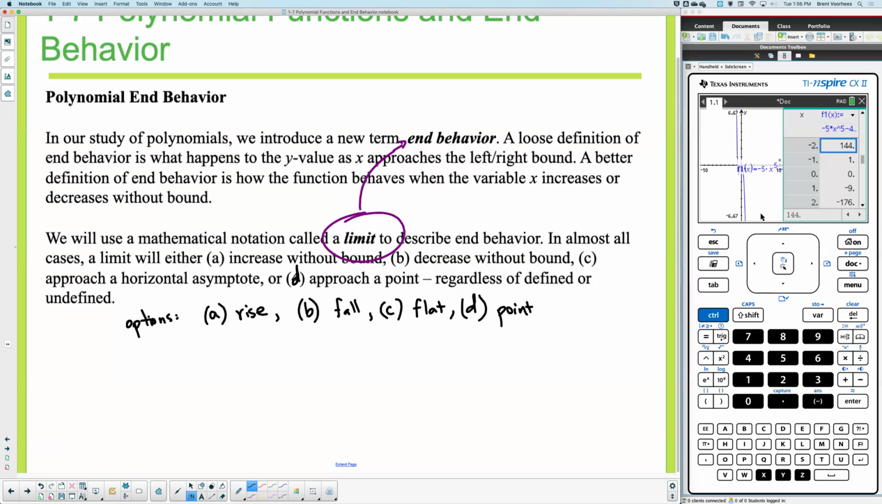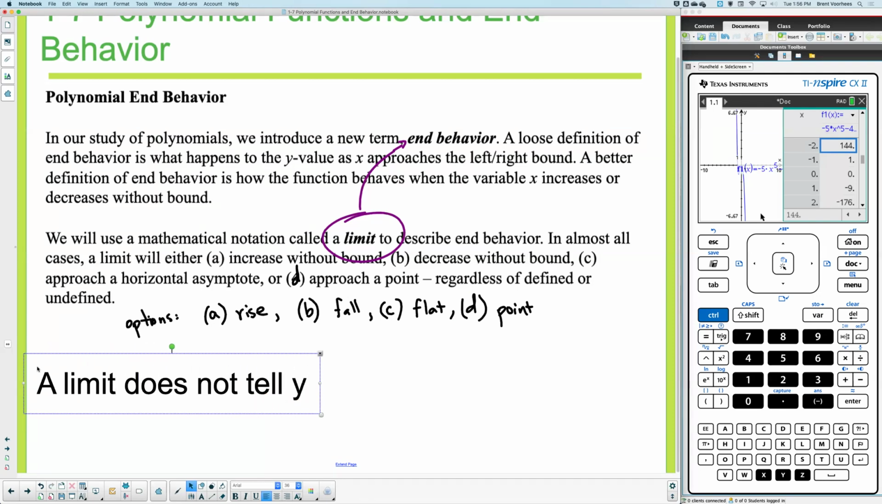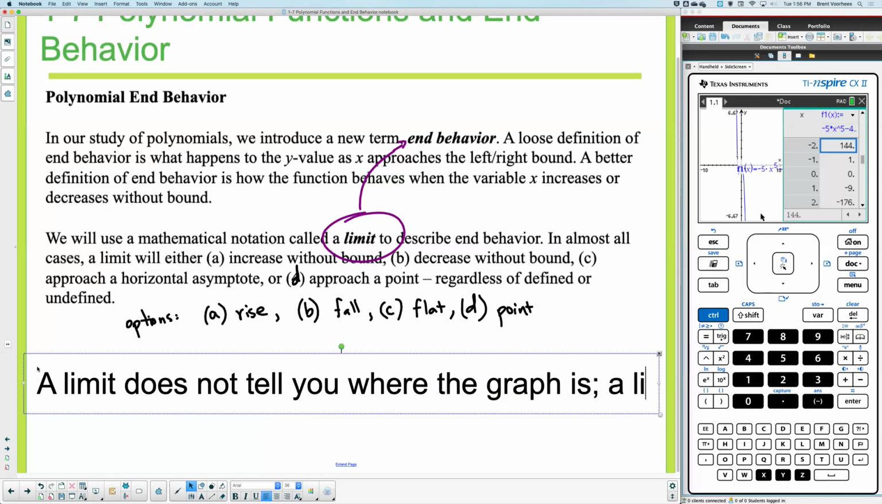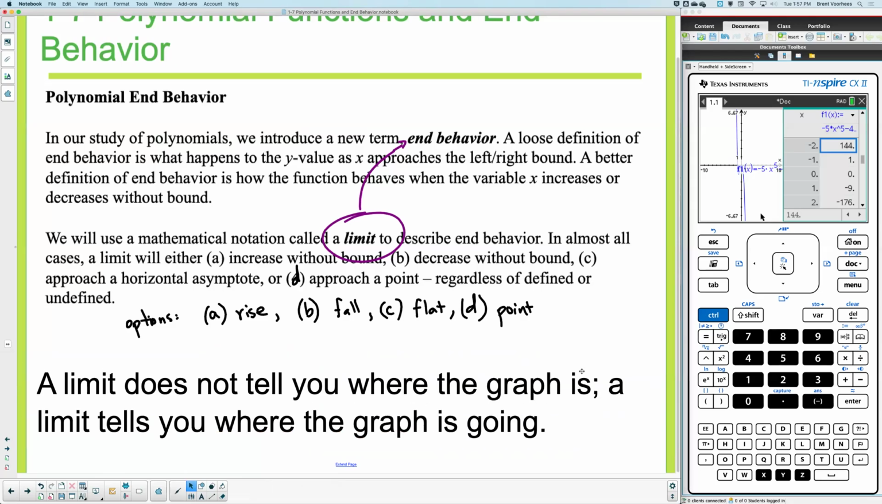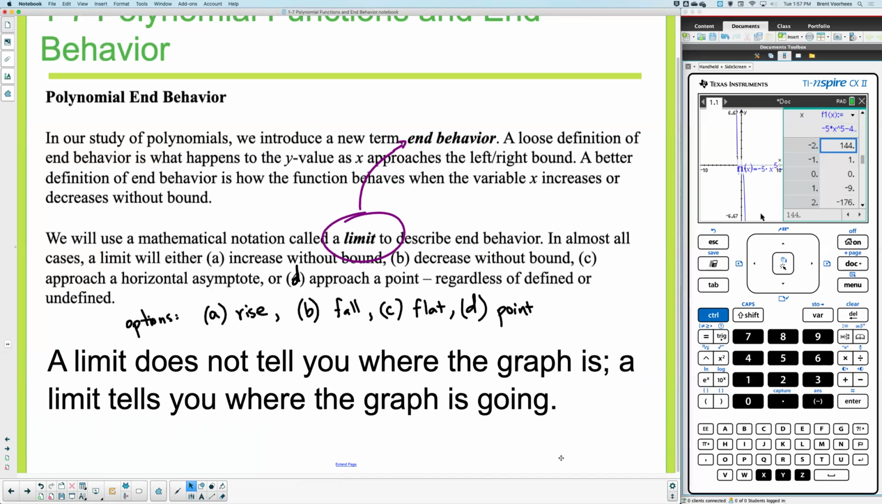Now, what I want you to think of with the limit, whenever you hear me say this about a limit, I want you to think about this. A limit does not tell you where the graph is. A limit tells you where the graph is going. So I want you to make a note of that. A limit does not tell you where the graph is. A limit tells you where the graph is going. The whole point of a limit is to tell you where a graph is heading off to.